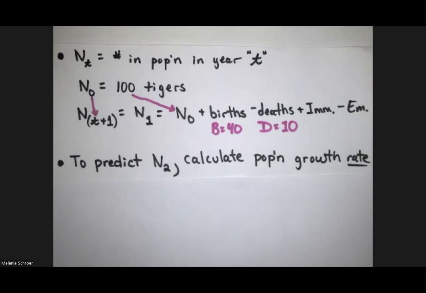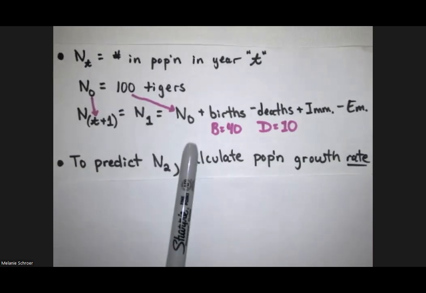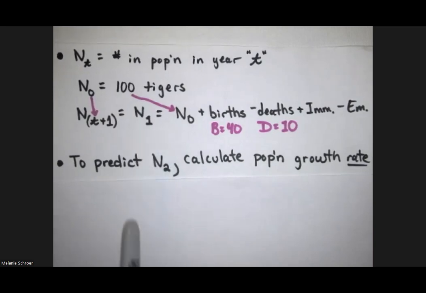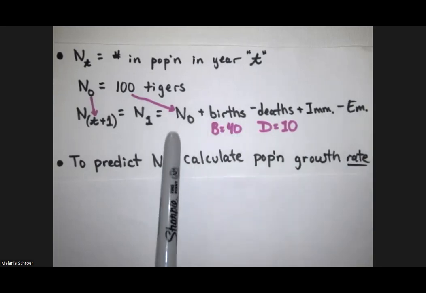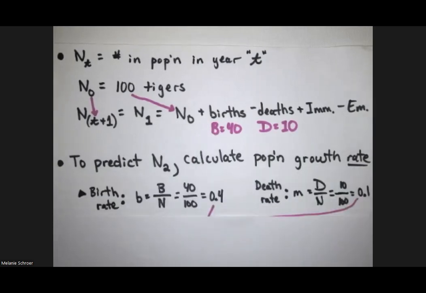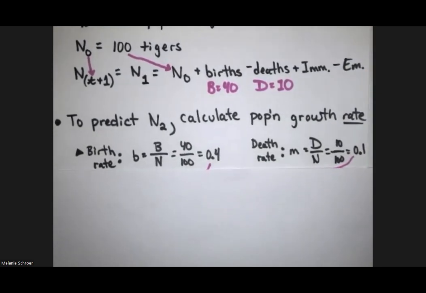Okay. However, in order to predict what the likely population is going to be in the next year, right? So we haven't measured this, but given this trend, so 100 tigers to 130 tigers in N_1, right, year one, we need to calculate how quickly the population is growing. So this is actually a rate. It's both number of organisms and time. So let us calculate the birth rate and the death rate.